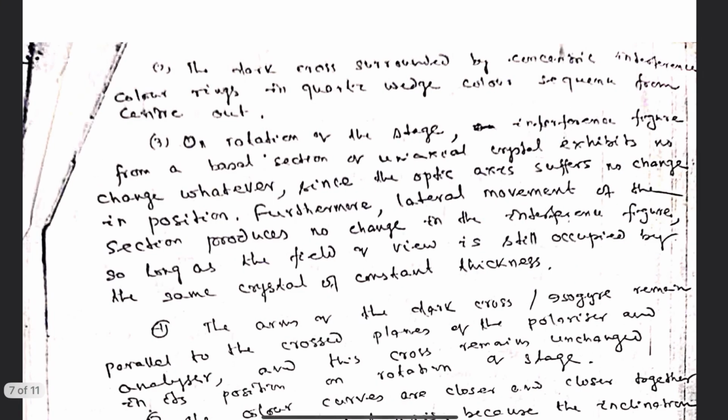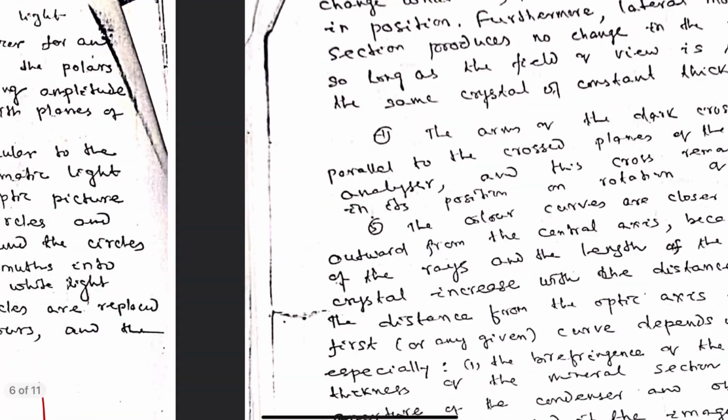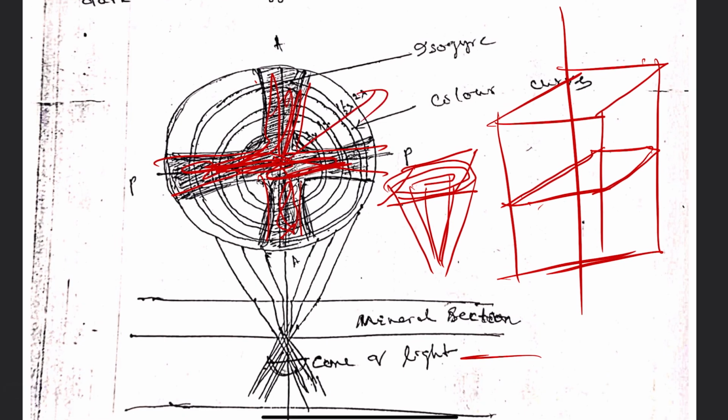Then this dark cross is surrounded by concentric interference colorings in quasi-wedge color sequence from the center outwards. So from the center outwards we see the quasi-wedge colors: first order, second order, third order, fourth order colors are being seen.